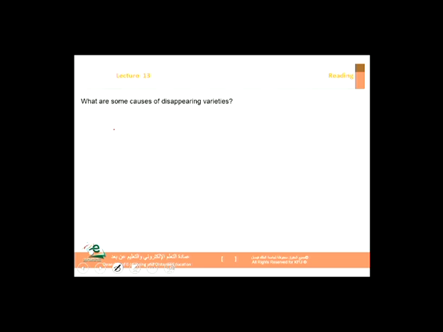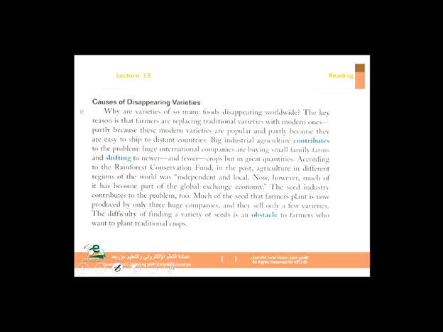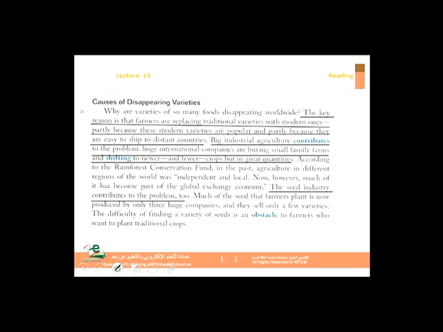Okay, according to the reading selection, what are some causes of disappearing varieties? This is a comprehension question. What are some reasons or some causes of disappearing varieties? Just go back, try to underline the reasons. Once you're done, you have the answer here. So that's number 1. The key reason is that farmers are replacing traditional varieties with modern ones. So now people like the modern varieties of food, not the traditional ones.